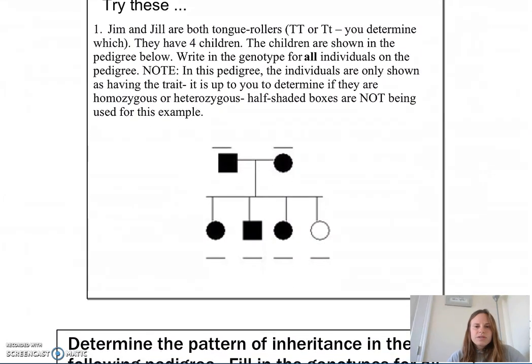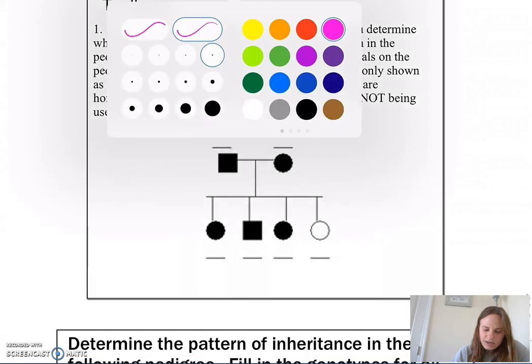Jim and Jill are both tongue rollers. And look at this. They have provided us with a key already. They're telling us the letter T.